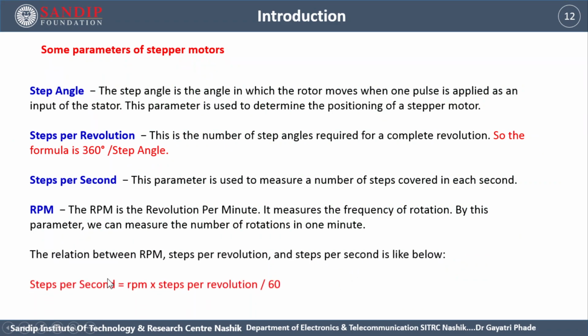This formula gives the relation between the RPM, steps per revolution, and the steps per second like this: steps per second equals RPM times steps per revolution divided by 60. That's why we are dividing it by 60, to get it per second.